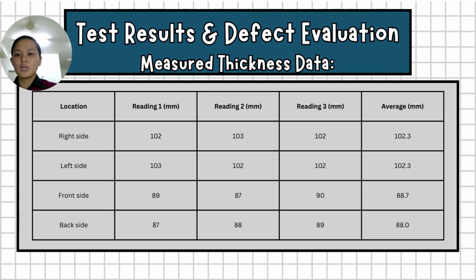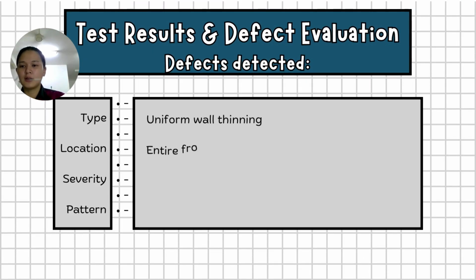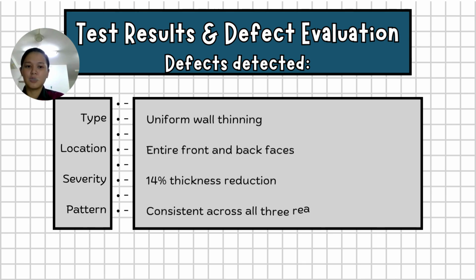After recording our data, we observe a clear discrepancy, while the left and right sides maintain an average thickness of approximately 102.3 mm. The front and back sides show significant thinning, with an average of approximately 88 mm. From the observation data, we detect the defect. It has a 14% thickness reduction, which is uniform wall thickness reduction.